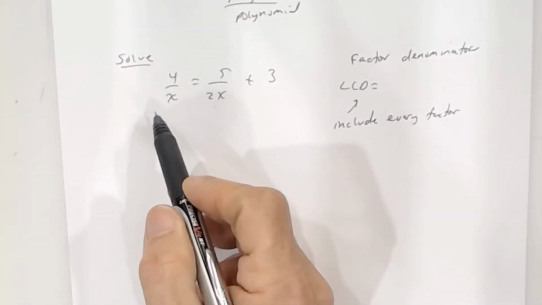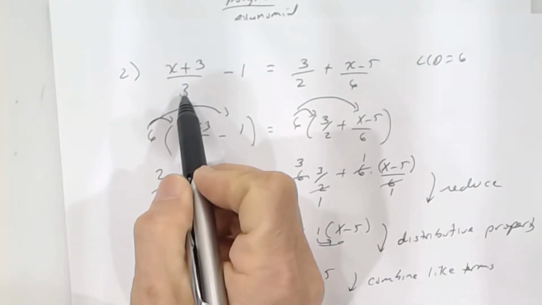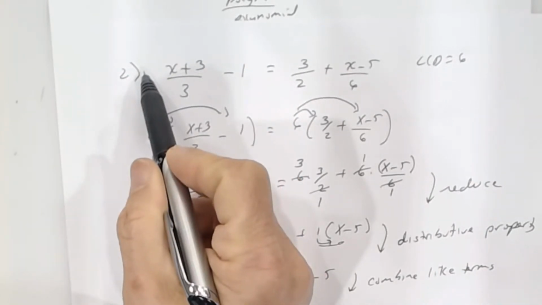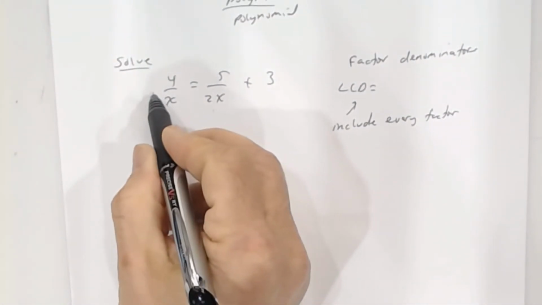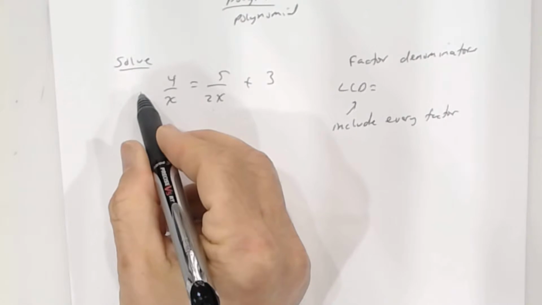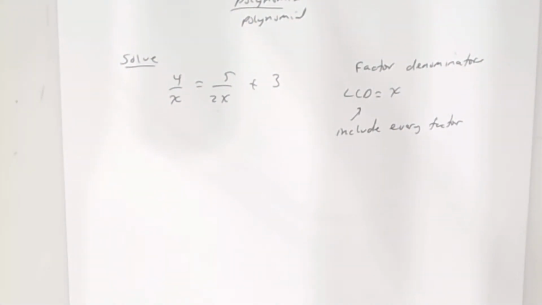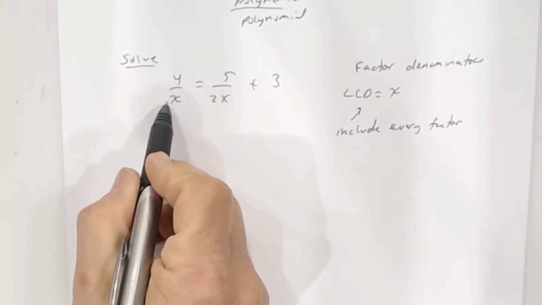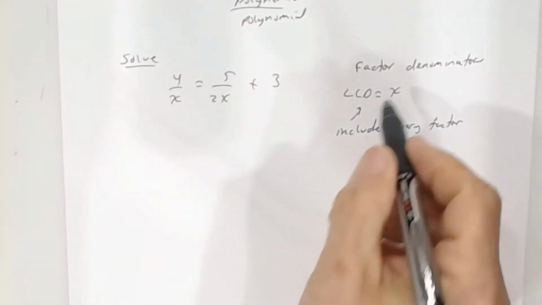Because remember, the whole point of multiplying by the LCD is to make this right here what number? A 1. Well, in order for that to be a 1, whatever I put here, 3 has to go into it, right? It has to reduce. So if I want to make this a 1, that means I've got to multiply by what? X. So x has to be part of the LCD. If I want this to be a 1 right here, since I'm dividing by x, I've got to now multiply by x. So that has to be your LCD.